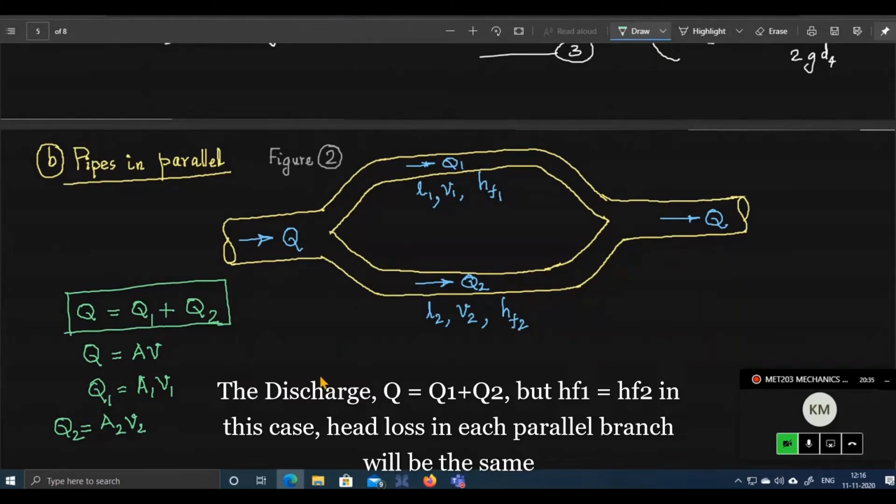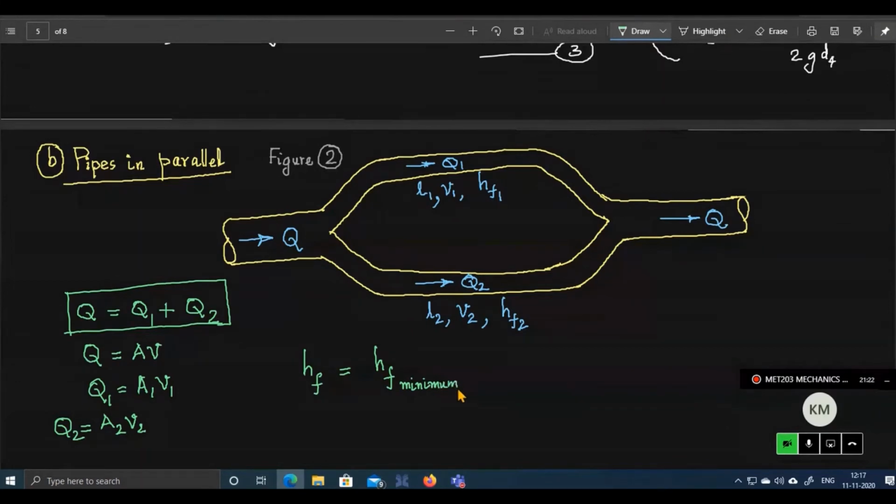But the important thing to look at here, in the case of water flow, is that when the branches are connected in parallel, the HF1 and HF2 must be the same. So the effective HF is the HF minimum in this case. And this is a very important point, because this fact is applied in parallel branching of piping. In piping sectors, whenever you have to do some parallel branching, effectively you are reducing the frictional head loss.